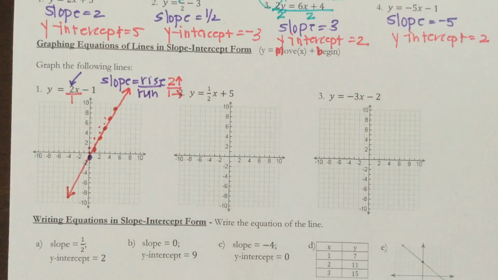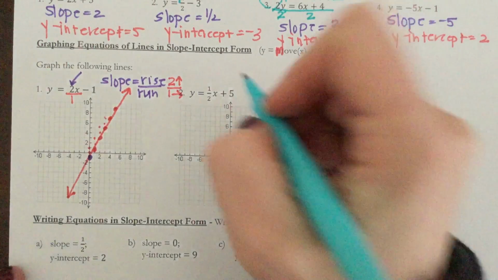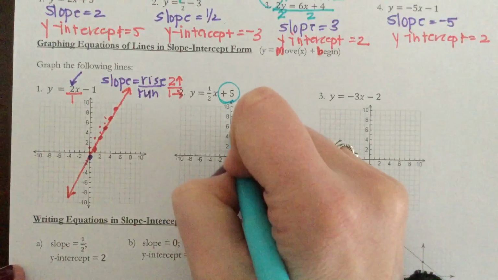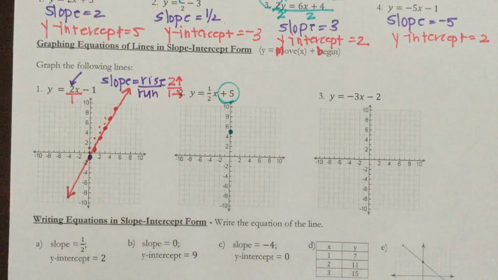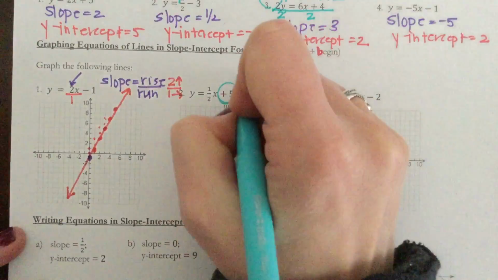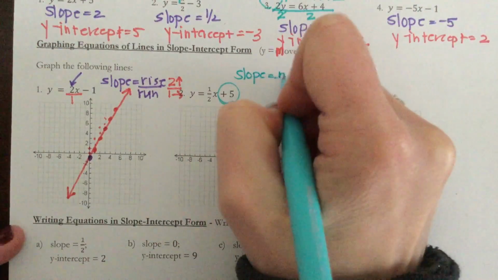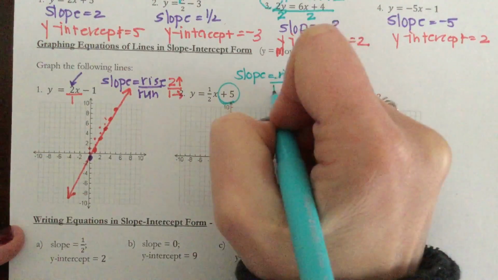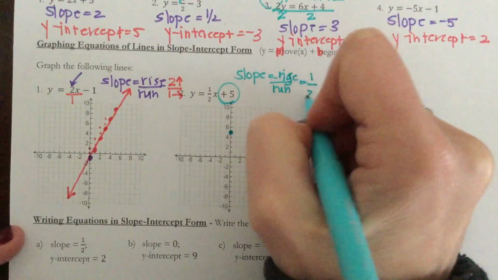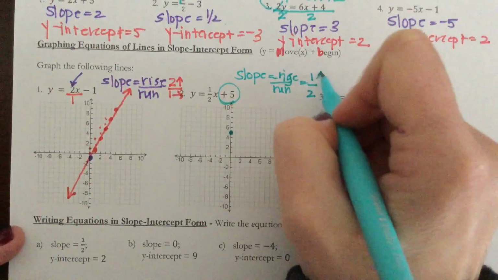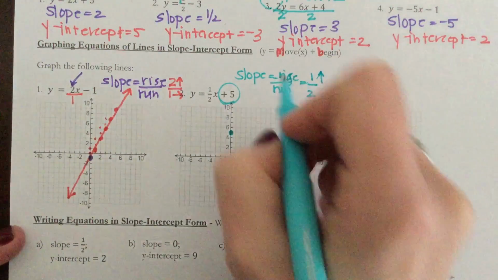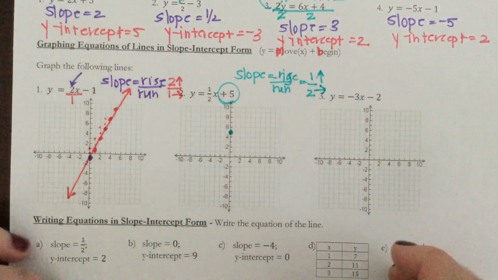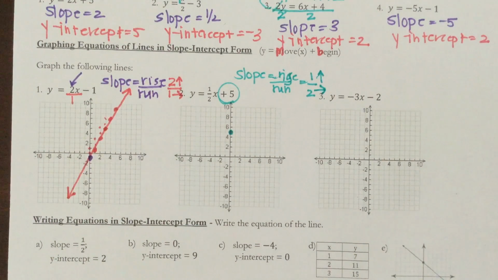In our second example, again, we are going to begin with our y-intercept, which is 5. We are going to then move with our slope. Remember, slope is rise over run, and our slope here is 1/2. So we are going to rise, or go up 1, and we are going to run a +2, which means we're going to go to the right 2.